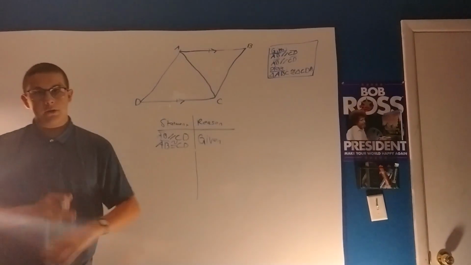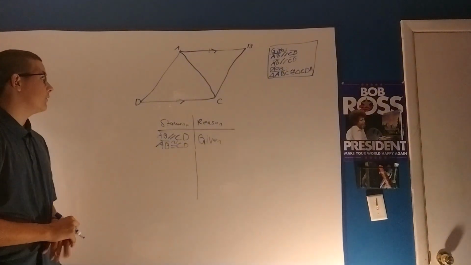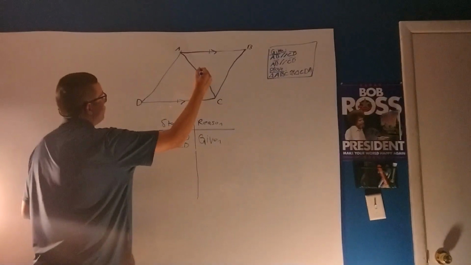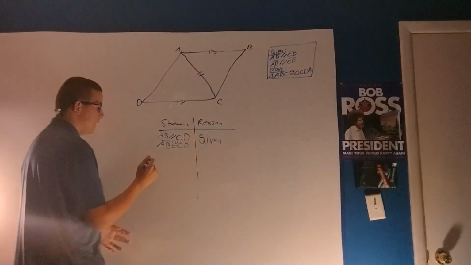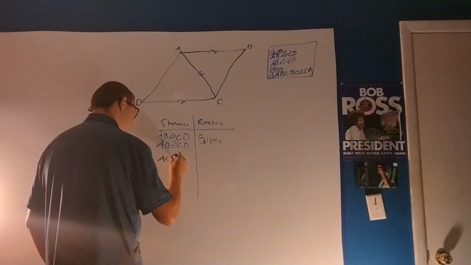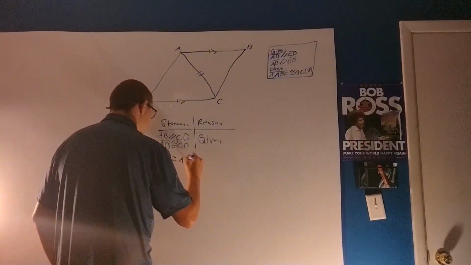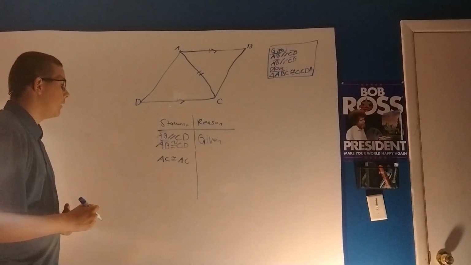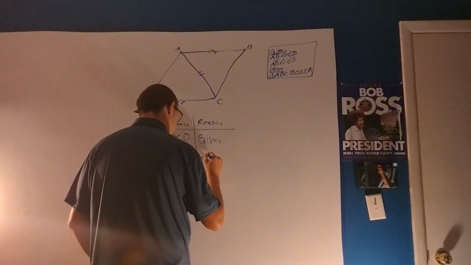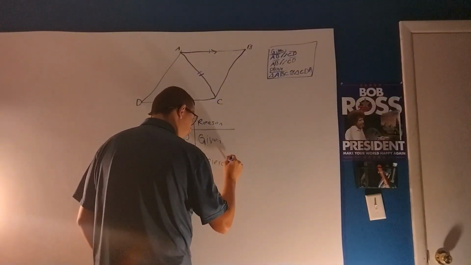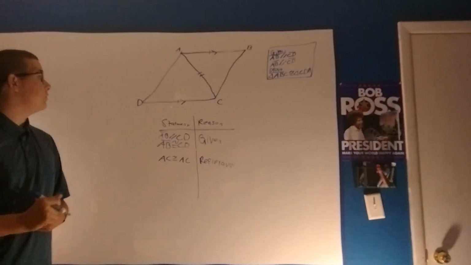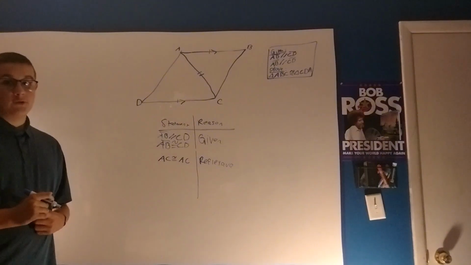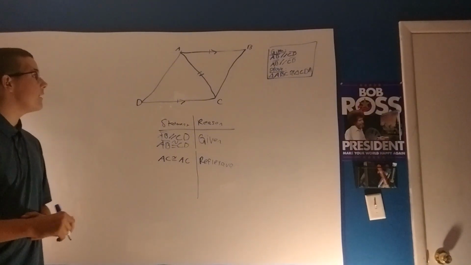And remember that rule I told you about, the reflexive property, where side AC is congruent to side AC? Well, right here, we can do that again, saying AC is congruent to AC, like that. Reflexive. So now we have two sides, and we just need to find an angle or the third side. There's no way to find the third side, but we can find an angle.